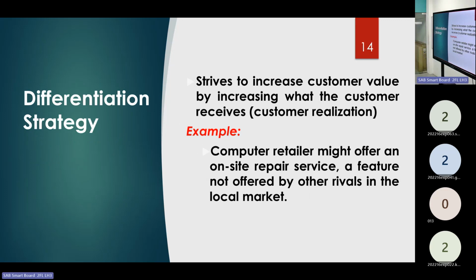The other one, differentiation. Because people are having different needs, right? The next is focus. Differentiation is at the mass level. That means you try to differentiate your product with some features compared with others. Right? Compared with any competitors, what features in your product does the customer value?